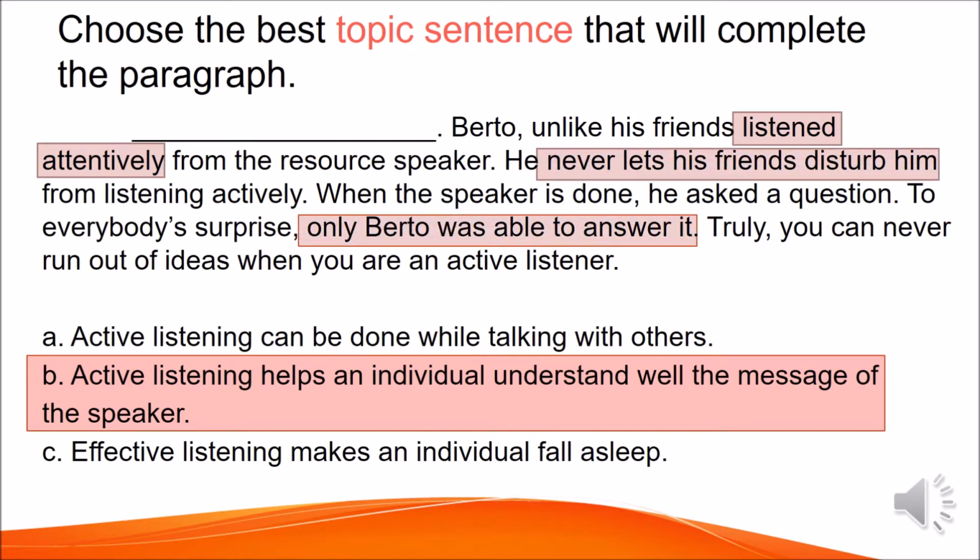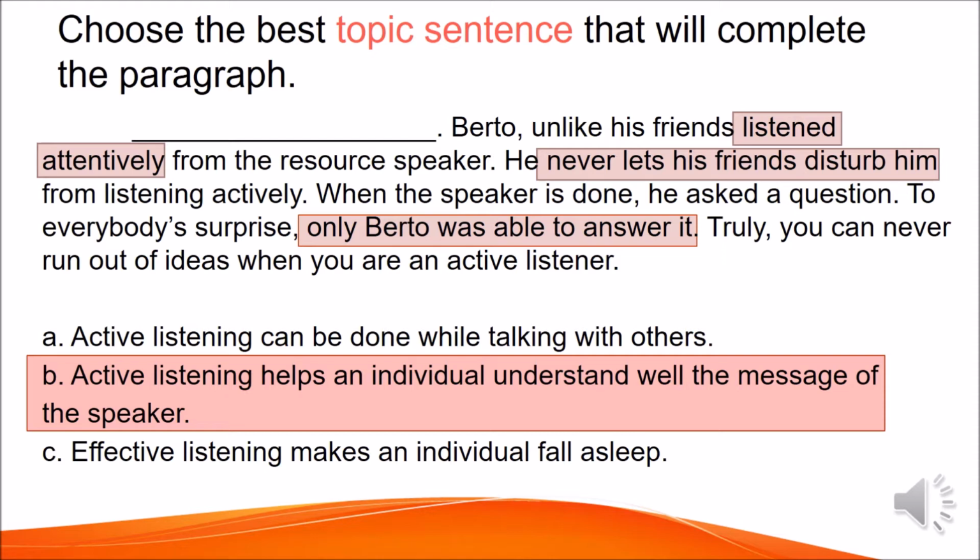With these details, would it be correct if we have chosen letter A? Active listening can be done while talking with others? No, because one of the supporting sentences says that Berto never lets his friends disturb him. How about letter C?